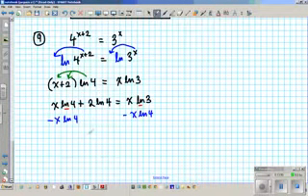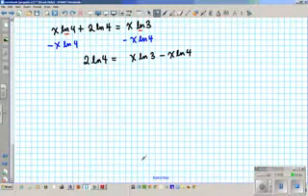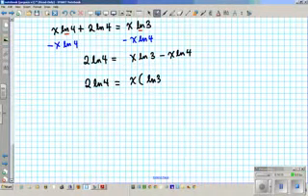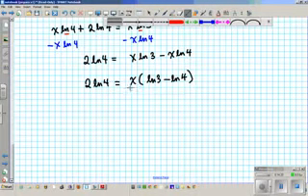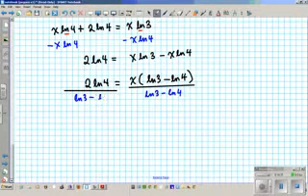And then you're going to have 2 times the natural logarithm of 4 equals x times the natural logarithm of 3 minus x times the natural logarithm of 4. Okay? So I can take out x from these, so I'm going to have 2 times the natural logarithm of 4 equals, I take out x from these two, x times the natural logarithm of 3 minus the natural logarithm of 4. Alright? And then to finish this off, I've got to get x isolated, so I'm going to divide both sides by what x is being multiplied by. So divided by ln 3 minus ln 4, and then ln 3 minus ln 4.